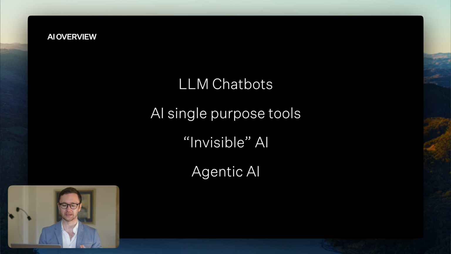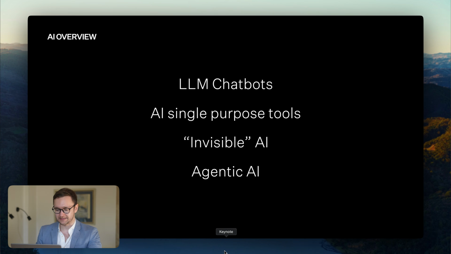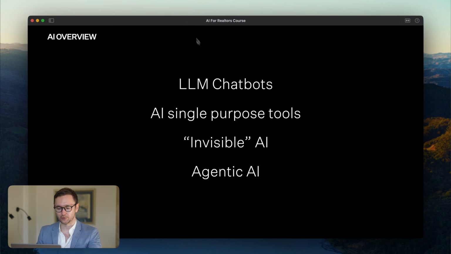So whenever you hear somebody using AI, most of the time they're talking about LLM chatbots. What an LLM chatbot stands for is large language model chatbot. And this is something you're probably familiar with. This is the same as ChatGPT. If you go over here and you can type in some messages, basically that's a large language model that you're using. Now, there are also different things like AI single purpose tools.